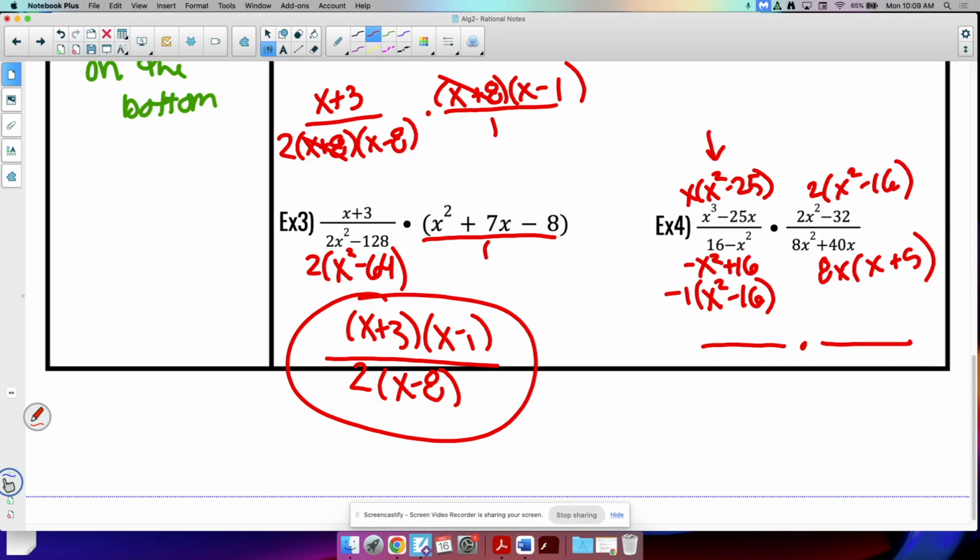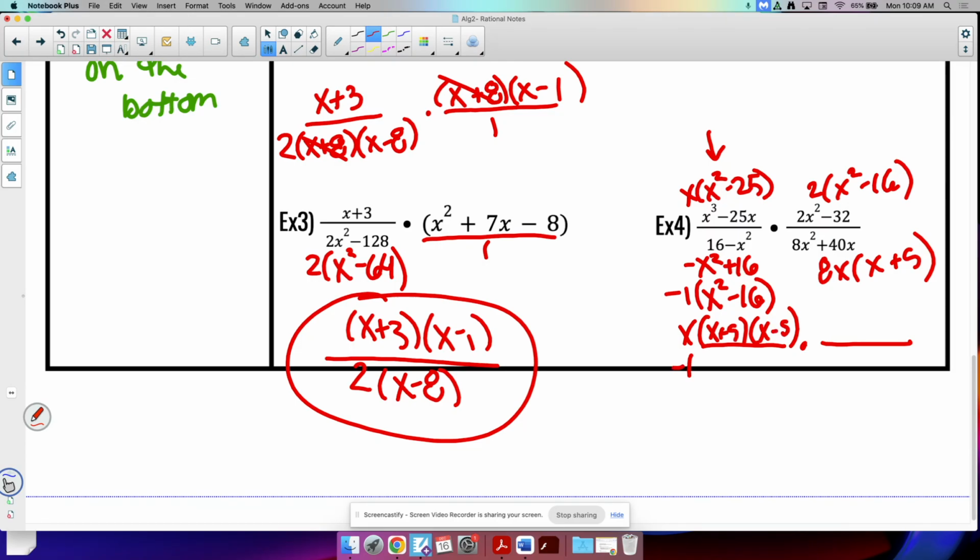Because looking at top left, we have x and then x squared minus 25. Can we factor x squared minus 25 anymore? Yep, they're both perfect squares. So we have our x in front, x and x. How do we get a minus 25 with nothing in the middle? Yep, plus and minus 5.